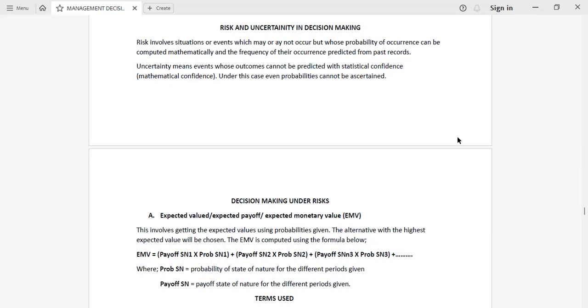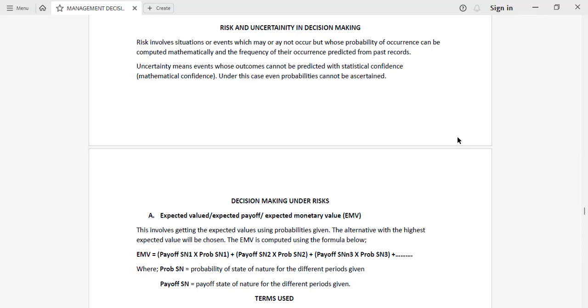Today we are going to start our new topic, that is risk and uncertainty in decision making. We did our linear programming and we looked at how we can make a decision using linear programming. So today we want to look at some of the techniques that we are going to implement when we are making decisions under risks and uncertainties.